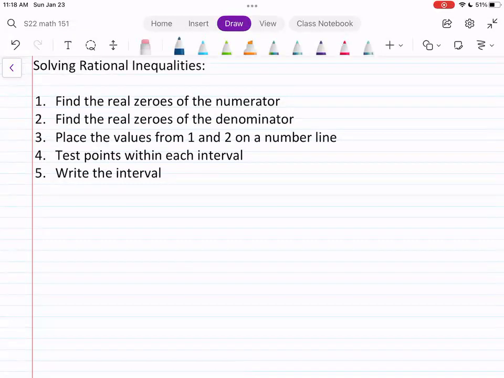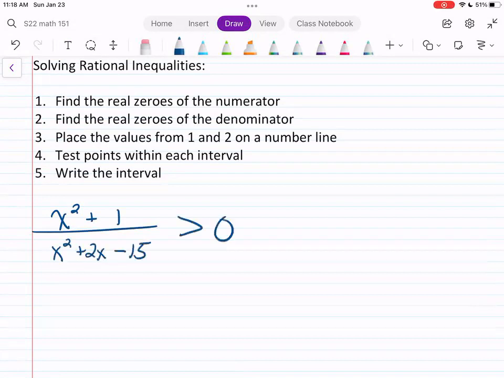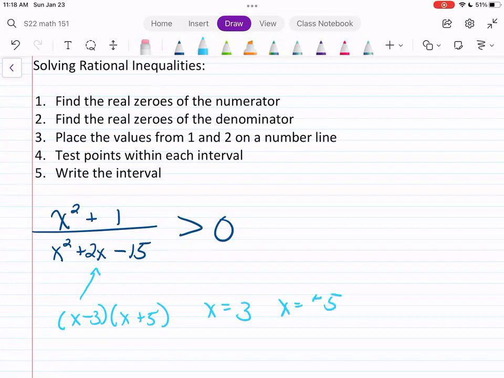For example 1, let's look at the rational inequality (x squared plus 1) over (x squared plus 2x minus 15) is greater than 0. If we're following our steps here, we want to find the real zeros of the numerator. There are no real zeros. We want to find the real zeros of the denominator, which are going to be our vertical asymptotes. We've done this in a previous problem. When we factor this, we get that our vertical asymptotes are x equals 3 and x equals -5. Those are the places that we need to pay attention to.